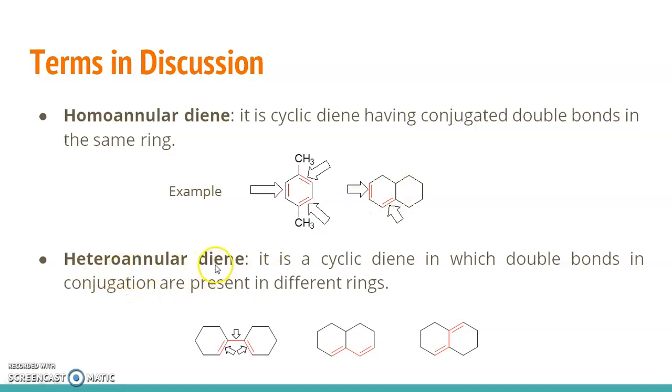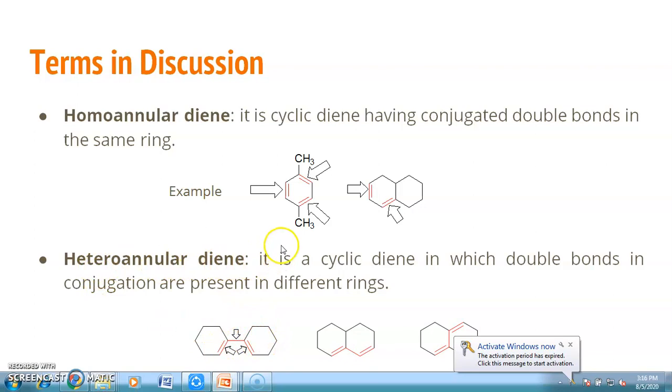So heteroannular dienes are the next class of dienes, where it is again a cyclic diene system in which the double bonds that are in conjugation are present in different rings. That was what I was referring to in this example. I will refer to this particular structure here. There is a double bond here followed by a single bond and followed by a double bond. Since there is a set of double bonds connected by a single bond, I call it a diene. And since these two double bonds are not in the same ring system, rather they are in two different ring systems, I call them heteroannular dienes.